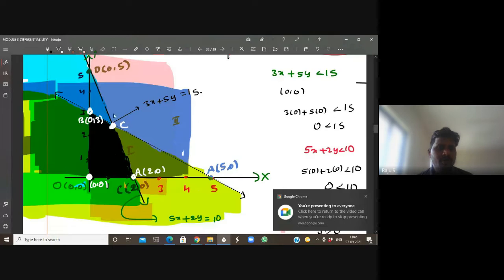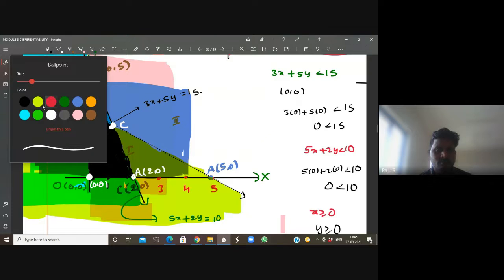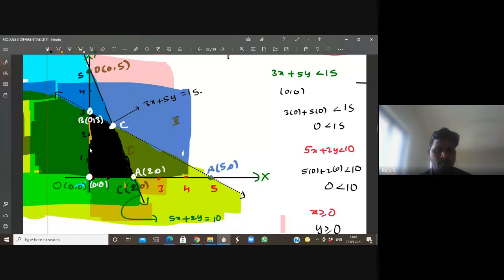So is it clear? Like how to identify the feasible region? Yes or no? This is the feasible region.